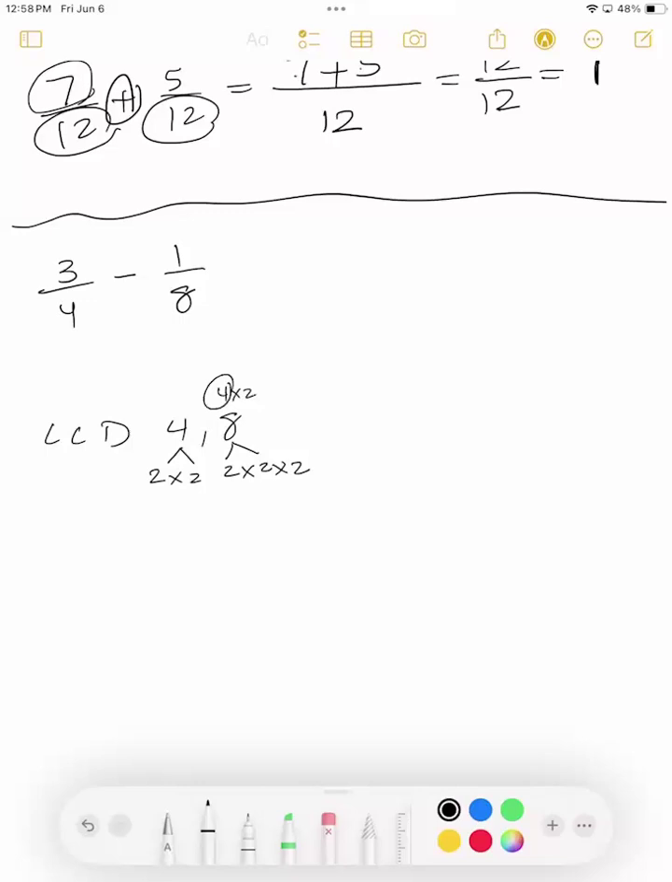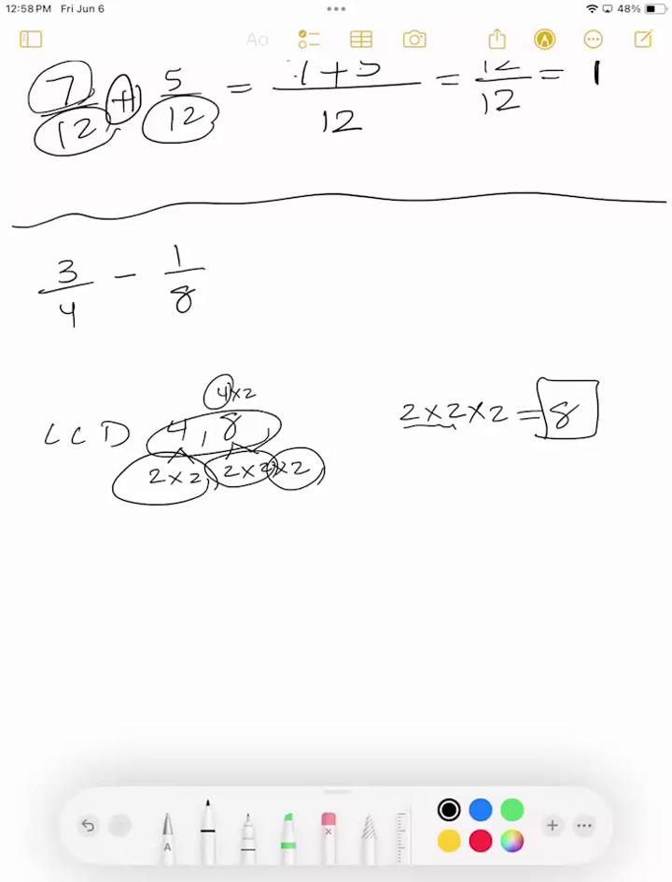4 is 2 times 2. So how do I find the least common denominator? I write everything from the first one. Then I go here. I have 2 2's, but I need one more 2, so I multiply it by one more 2. I get 8. And 8 is the least common multiple of these two numbers and is the least common denominator in this case. So because the denominators are not the same, I want to make them the same.